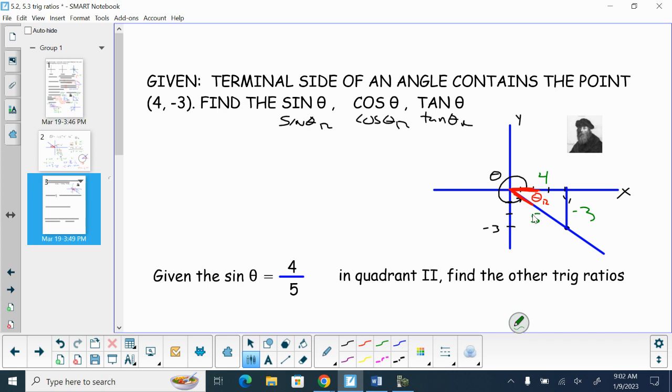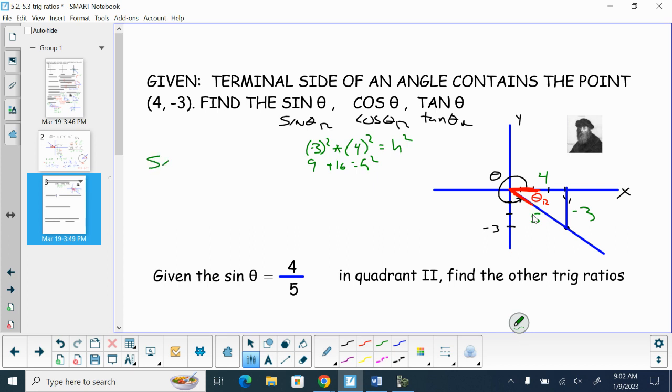We have a 3, 4, 5 triangle, or if once again I want to take negative 3 squared plus 4 squared is equal to h squared. When I square a negative, once again that gives us a positive. So we have 25 equals h squared, so h equals 5.